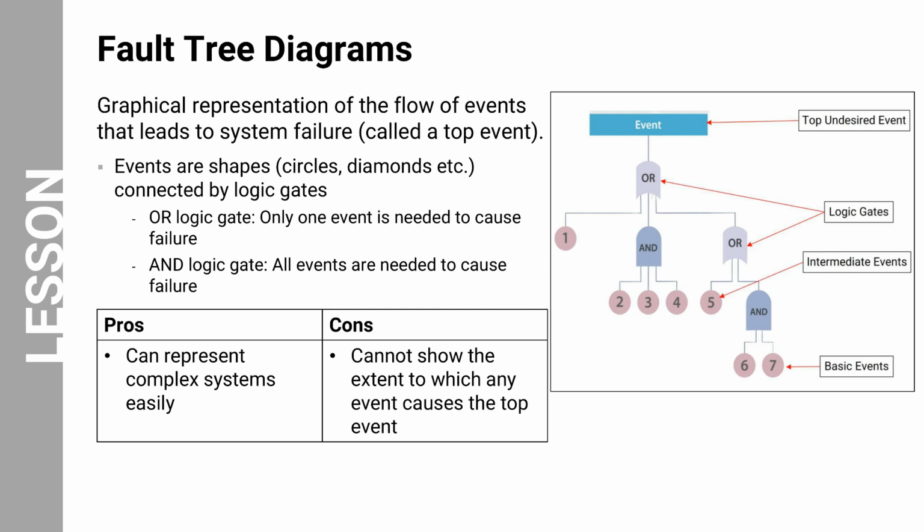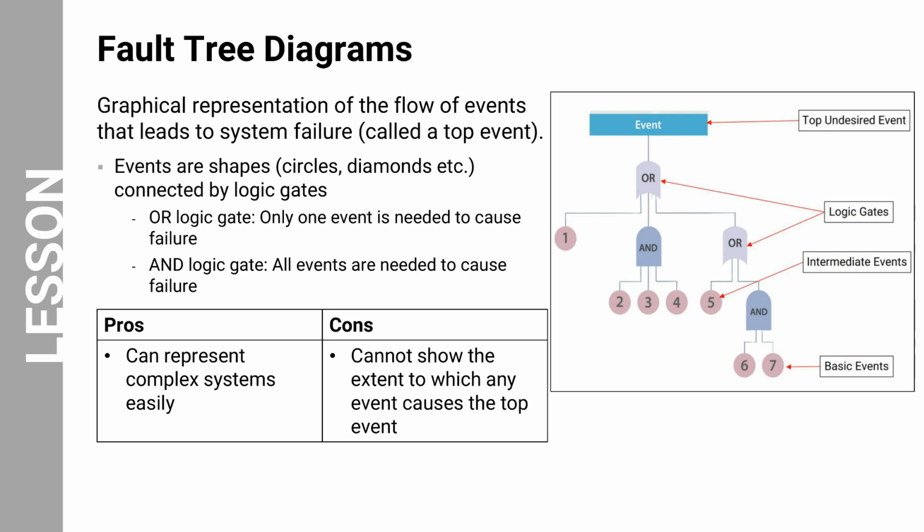A fault tree diagram is a graphical representation of the flow of events that leads to a system failure called the top event. A fault tree diagram shows the cause and effect relationships between events that eventually lead to the problem in question. Each event is represented by a shape, a circle, a diamond, an oval, a square, etc., and all the events are connected by logic gates.